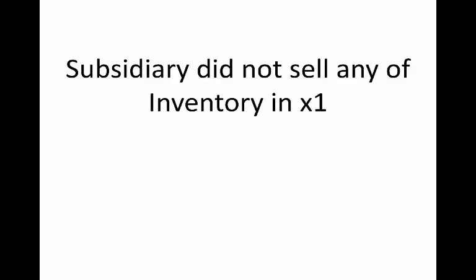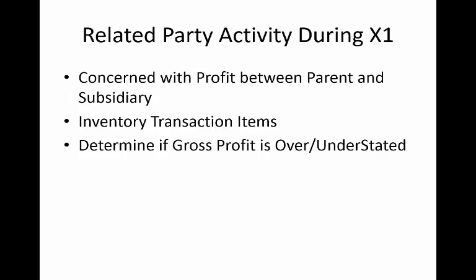Here's where there are some differences. The subsidiary did not sell any of the goods in X1, so that means they're still on hand. So we must ask, is there any deferred gross profit? Is gross profit stated correctly? Is it overstated or is it understated?